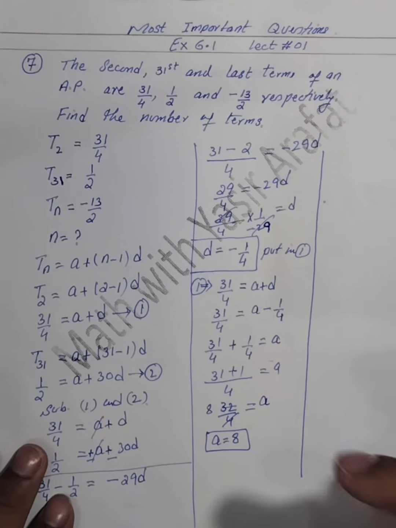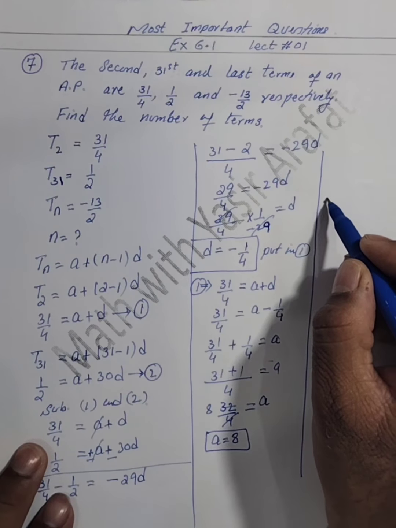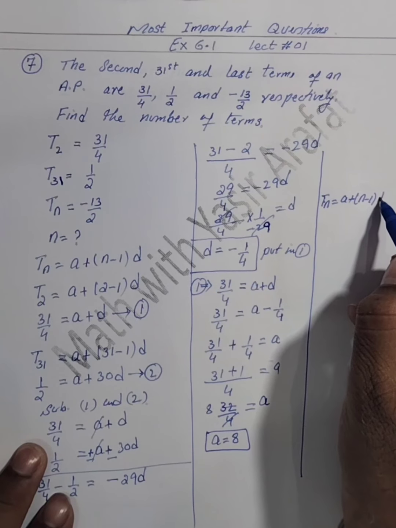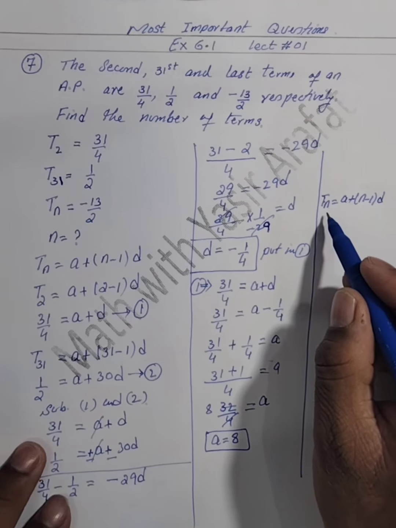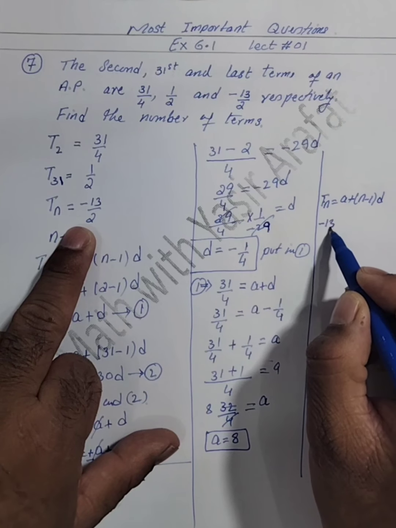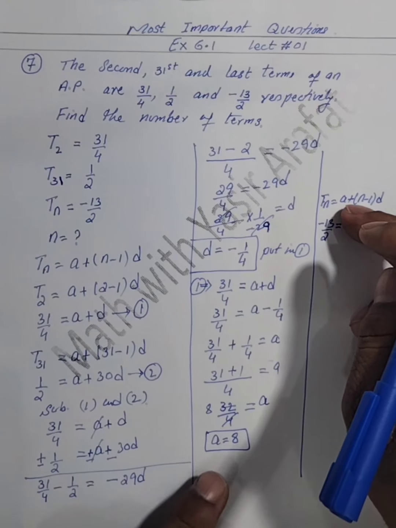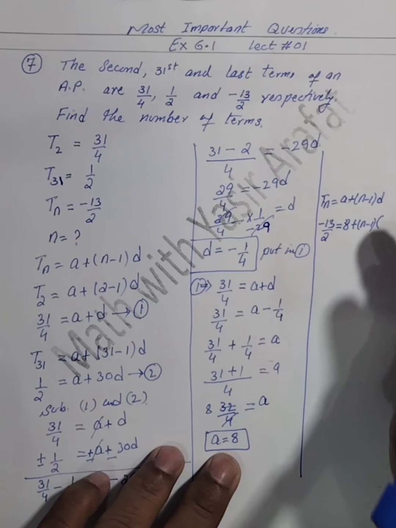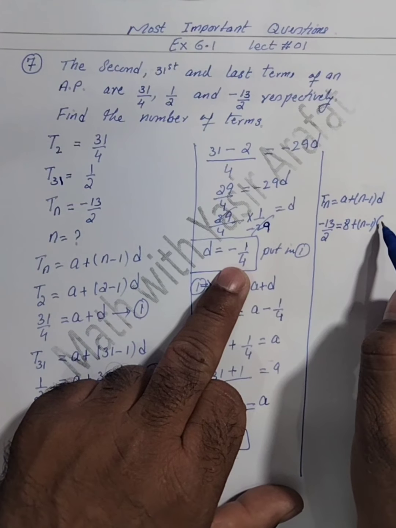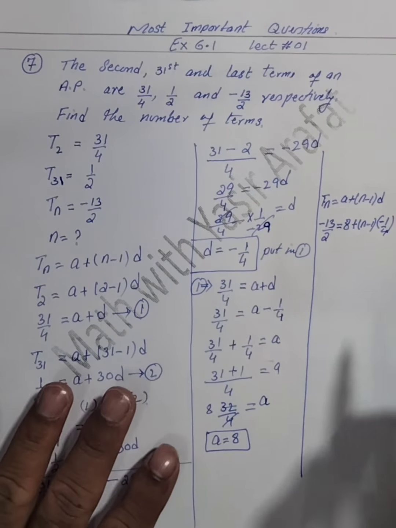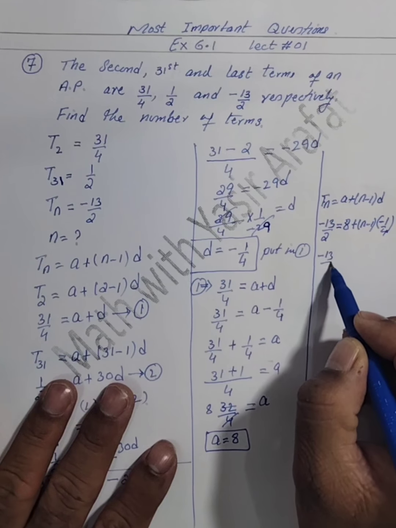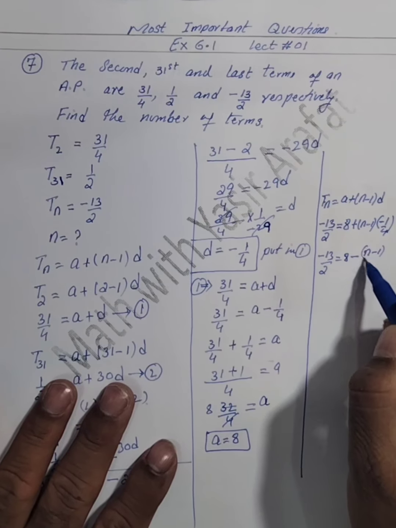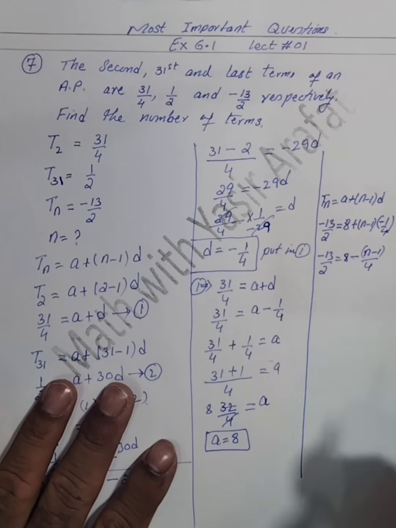So again we have a formula here. Tn equals A plus n minus 1 into D. So here what is the value of Tn? It is minus 13 over 2. What is the value of A? It is 8. What is n? It is required. And what is the value of D? The value of D is minus 1 over 4. So this can be written in this form. This is minus 13 over 2 equals 8 plus n minus 1 times minus 1 over 4.